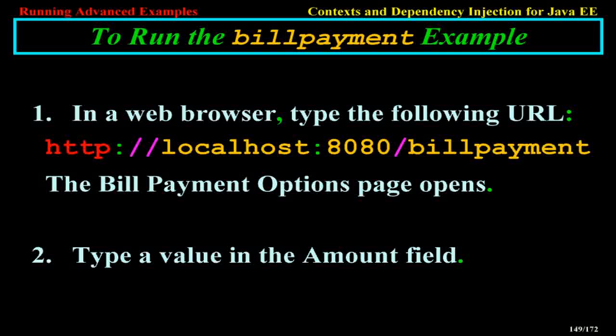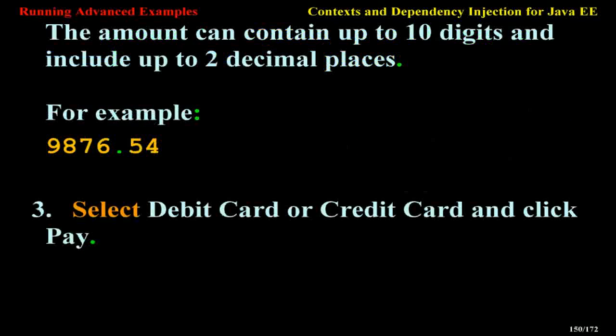In a web browser, type the following URL, http://localhost:8080/billpayment. The bill payment options page opens. Type a value in the amount field. The amount can contain up to 10 digits and include up to 2 decimal places. For example, 9876.54. Select debit card or credit card and click Pay.